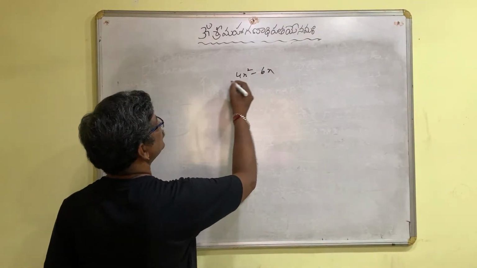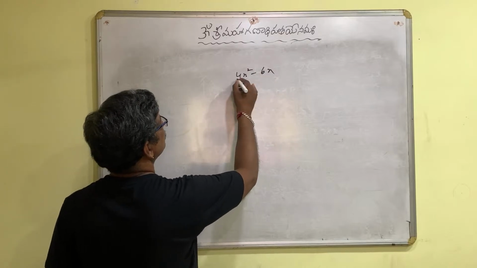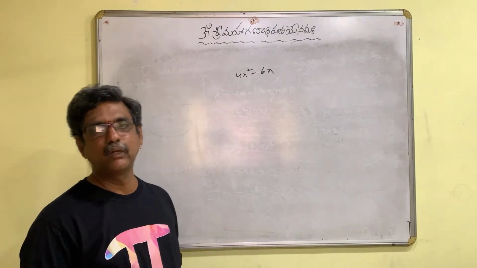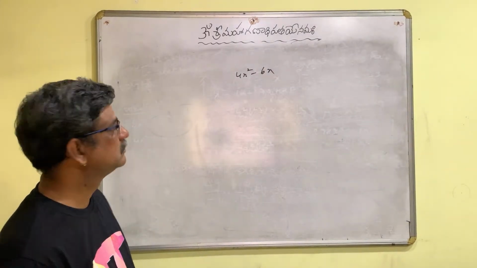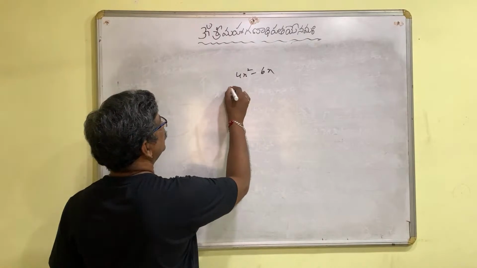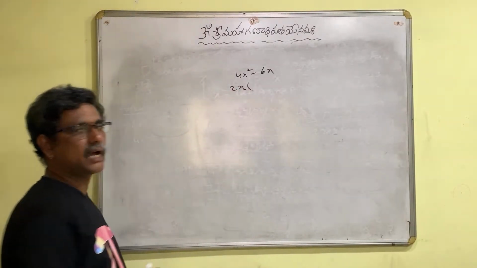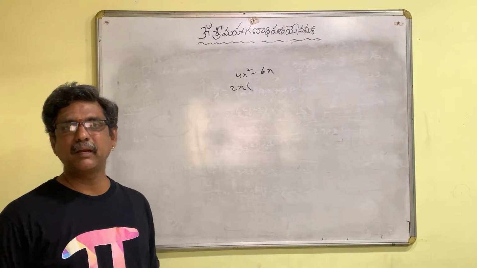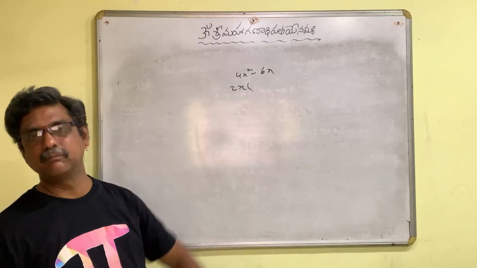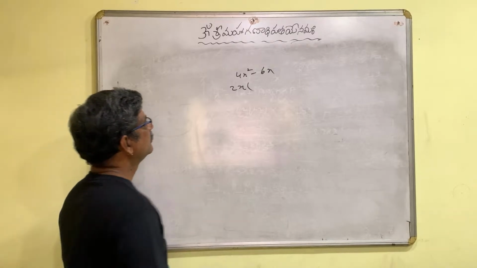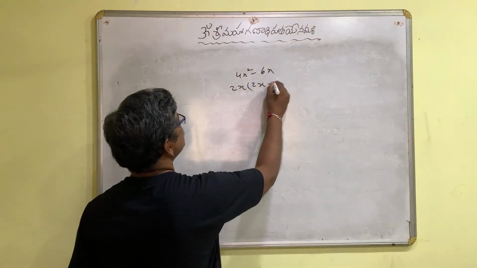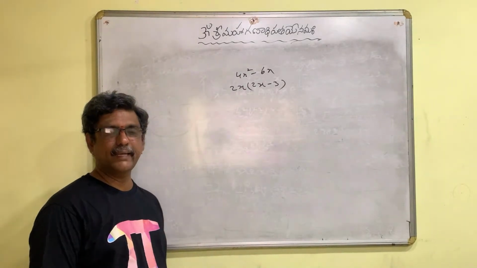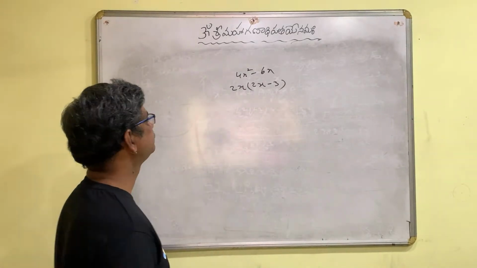So, how to find the zeros? This polynomial has only two terms, and in these two terms I can take 2x common. 2x is common out of these two terms. So the remaining is 2x minus 3.